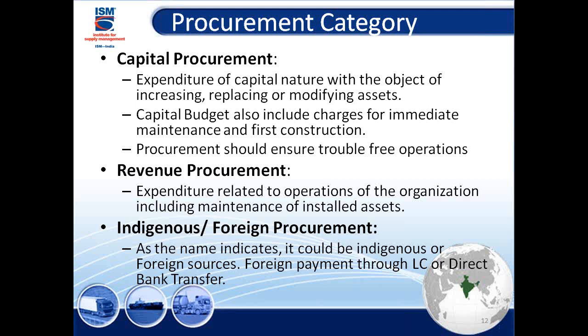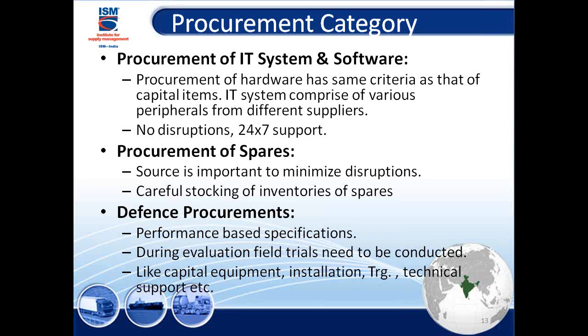Now revenue expenditure, as I told you, is all about maintenance of the installed assets. I have got the assets; how do I keep them running? That's the revenue expenditure. Indigenous and foreign procurement, as the name indicates, is whether I buy from local sources or foreign sources.